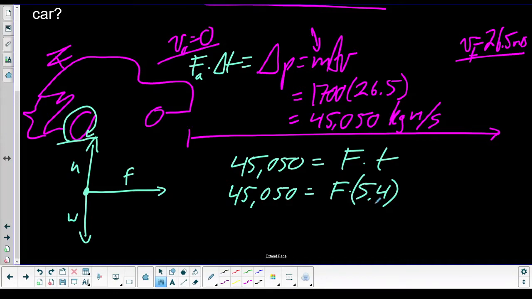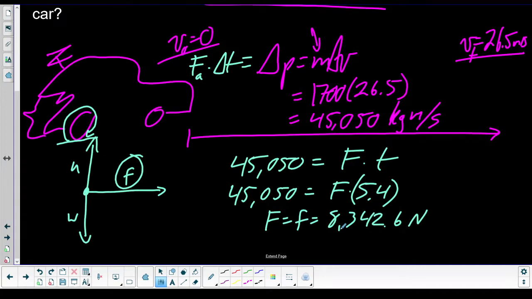And then we can divide by 5.4. And we can get an average force, which is our frictional force, because that's the thing giving us more momentum, is going to be 8,342.6 newtons, because it's a force. So very fun. We can find our change in momentum by just knowing how fast it starts, how fast it goes at the end, and how long it takes.